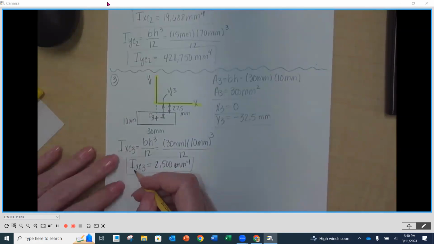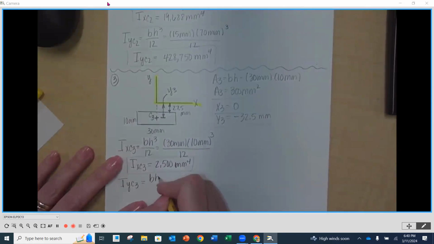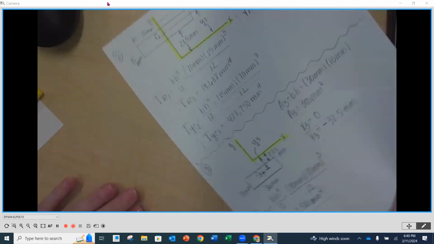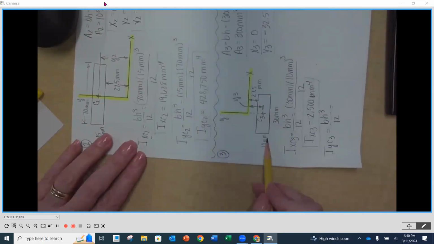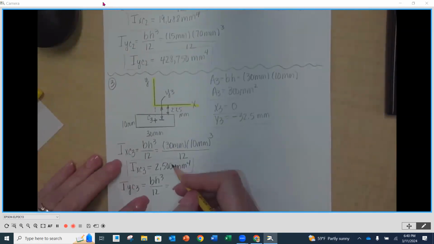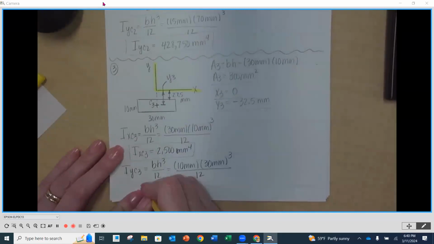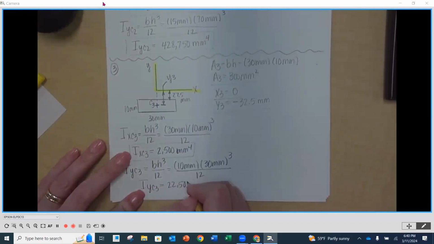And then our IYC for number 3, it's going to be base times height cubed divided by 12. My base is going to be parallel to my Y-axis. So let me look this way. Our Y is going to be parallel to the 10. So the base then will be the 10 millimeters times the 30 millimeters cubed divided by 12. And our IYC3 is 22,500 millimeters to the 4th.